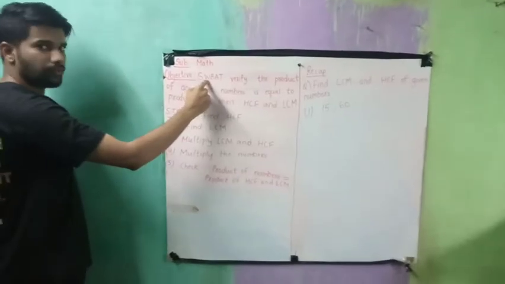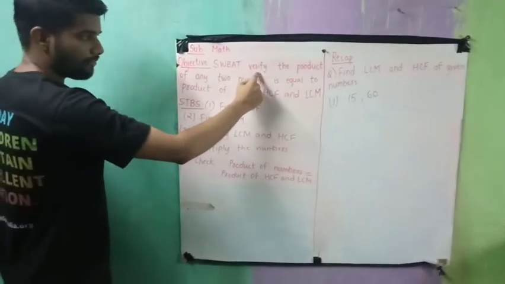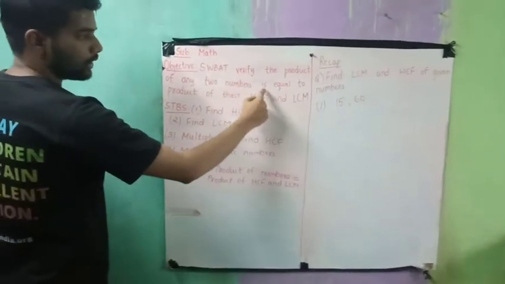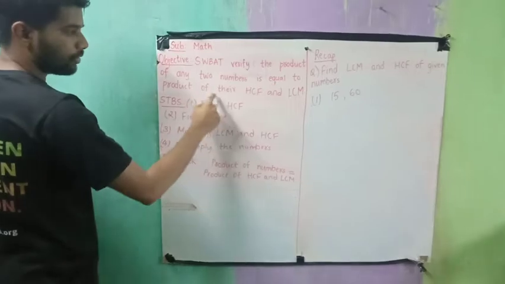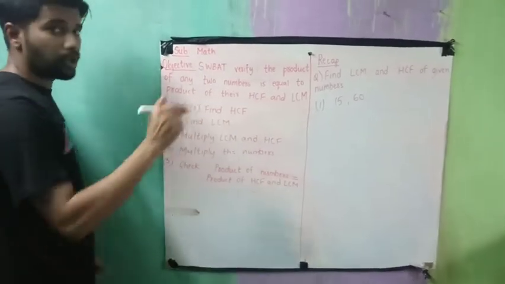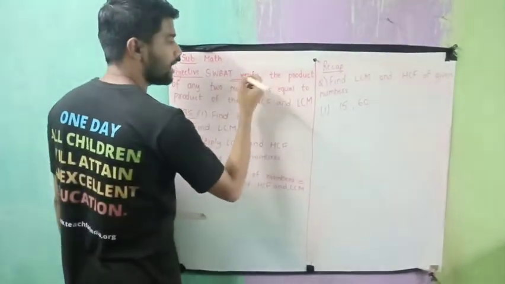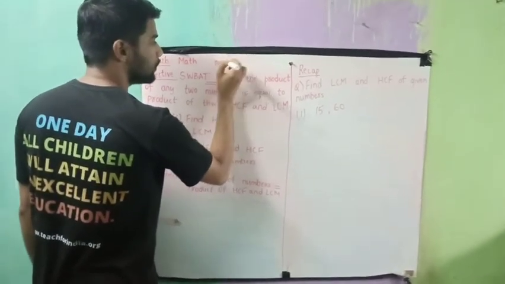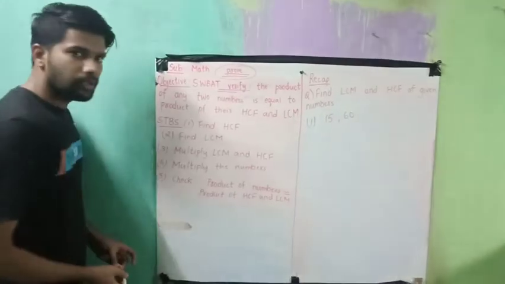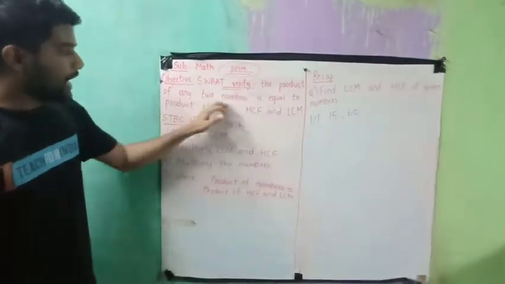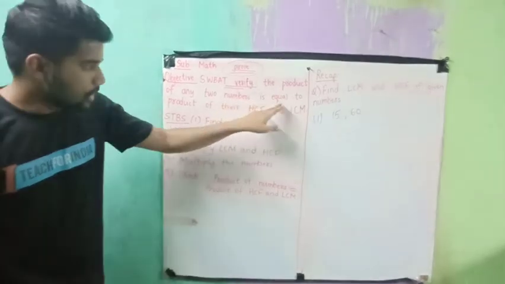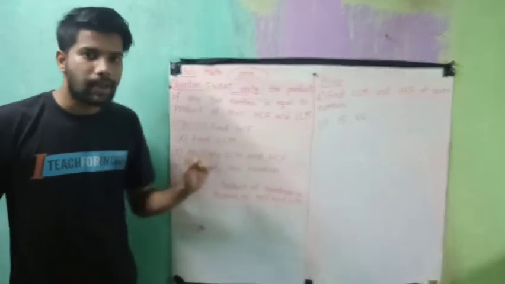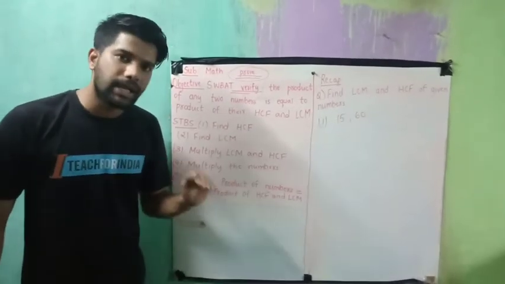So student will be able to verify the product of any two numbers is equal to product of their HCF and LCM. What we are going to do? We are going to verify. Verify का मतलब होता है to see or to prove. We are going to prove that the product of any two given numbers is equal to the product of HCF and LCM. Product मतलब multiply करना. Which operation we are going to do? We are going to multiply.